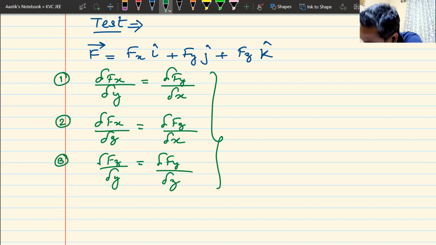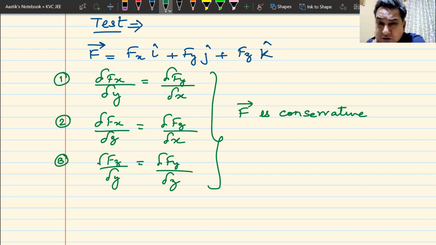Very correct. Now, if all these three conditions are fulfilled simultaneously, then this force F is conservative in nature. Now, the next question arises. The most obvious question is, what is this del fx by del y, or what is this del fy by del x?